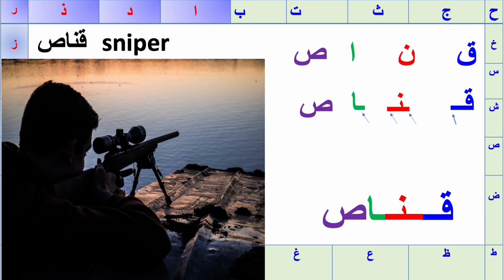So basically, these are the various forms for the letter Saad. We have looked at the initial form, the medial form, and the final form. This brings us to the end of this lesson.